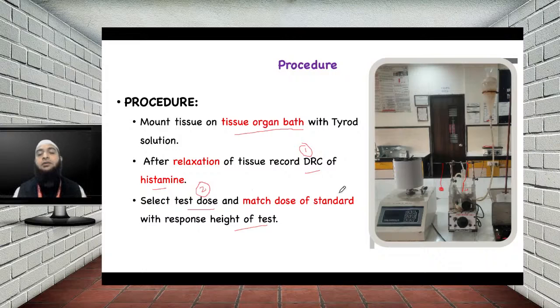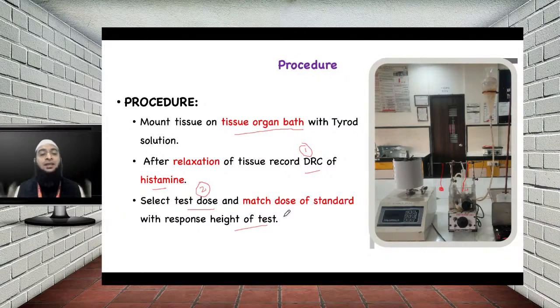then you are giving different doses of the standard in such a way that you give the dose of the standard until the response height of the standard matches the response height of the test. So since in this procedure you are trying to match the dose of the standard with the response height of the test, this type of bioassay is called a matching bioassay.